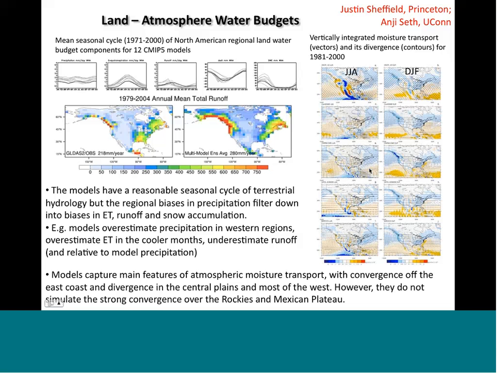And some of these features may, of course, be correlated with a lack of fine resolution in some of the models, in most of the models.